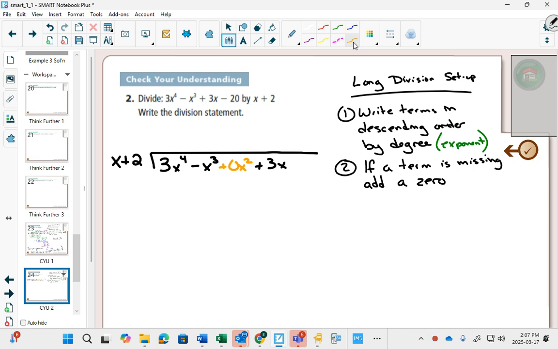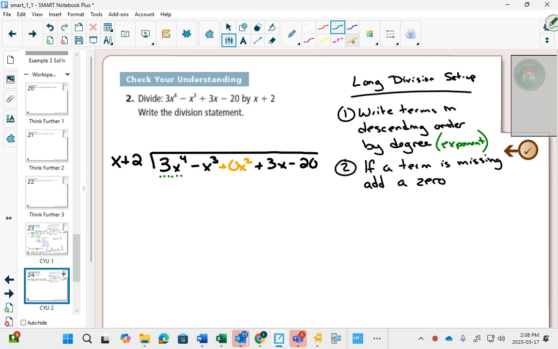I'm going to add a plus 3x. I'm going to add the 0x squared before the plus 3x so that I have a space for each of my numbers. And now we just go through our process.